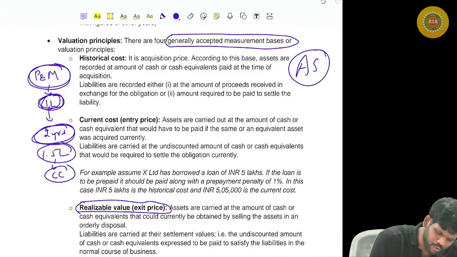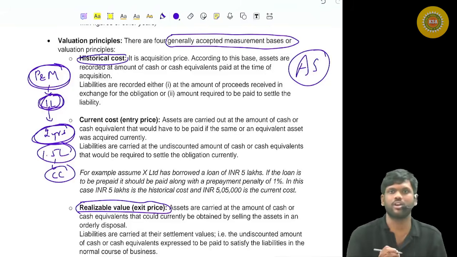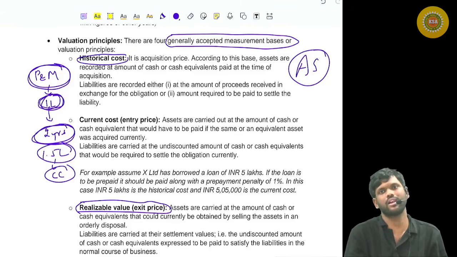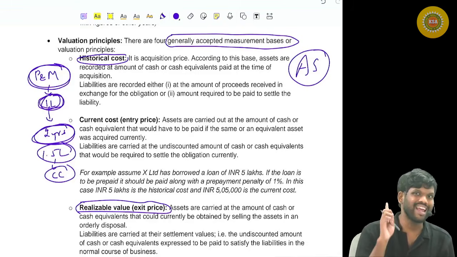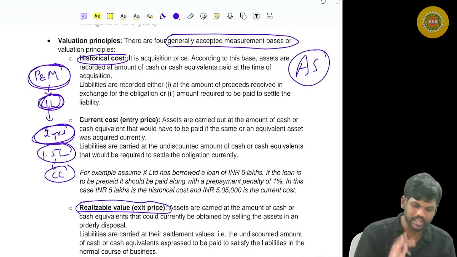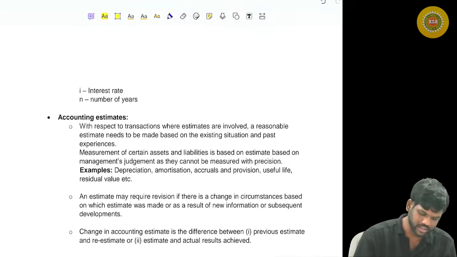அக்கௌண்டிங் ஸ்டாண்டர்ட்ஸ் இன் மோஸ்ட் ஆஃப் த கேசஸ் வில் ஒன்லி கோ வித் ஹிஸ்டாரிக்கல் காஸ்ட். நம்ம அக்கௌண்டன்சி வில் ஒன்லி மோஸ்ட்லி ரிலை ஆன் ஹிஸ்டாரிக்கல் காஸ்ட். ஸோ இஃப் தே ஆஸ்க் யூ அ கொஸ்டின் ஆன் generally accepted measurement basis, ensure you write these 4 things.